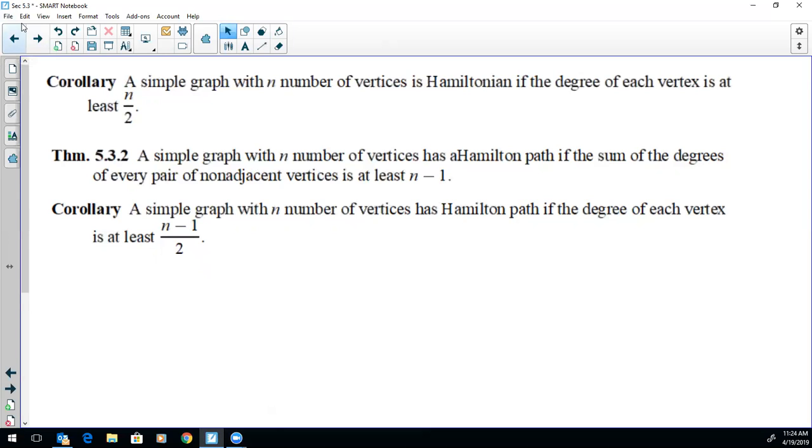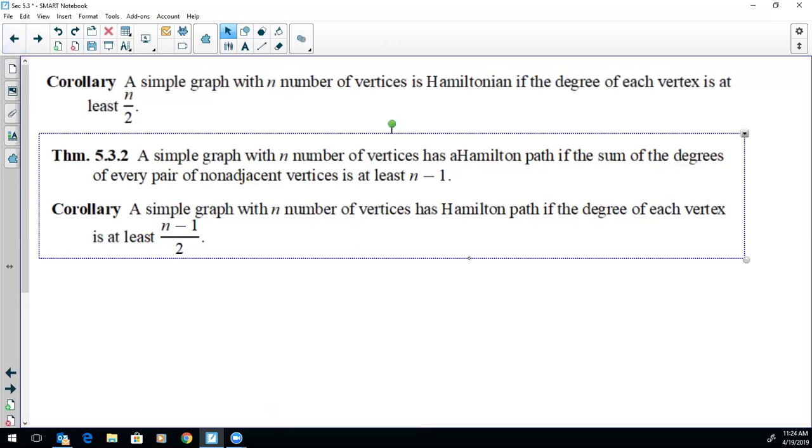Loosen the restrictions a little bit. If all you're looking for is a Hamilton path, then if every pair of non-adjacent vertices has the sum of the degrees at least n minus 1, then you can get a path. Of course, n would give you a cycle, but a path. And the corollary to that would be similar to the corollary above here, that if each vertex has a degree at least n minus 1 over 2, then of course the non-adjacent ones there, they would add up to at least n minus 1, and you'd have a path in that case.